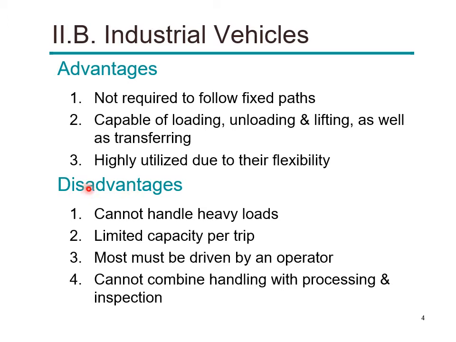What are the basic disadvantages? They cannot handle very heavy loads. Of course, they have different capacities. They may be smaller ones, large ones, and the large ones are capable of handling heavier load. But still, industrial vehicles compared to others, for example, hoists and cranes and etc., they cannot handle heavy loads. Per one trip, they have a limited capacity, so for example, a forklift can transfer a pallet of loads in one trip.